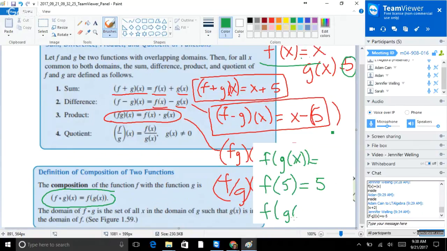This was not a great example for that, but we will do some more compositions so you can see how we substitute one into the other.